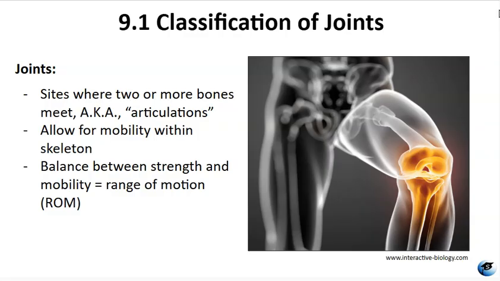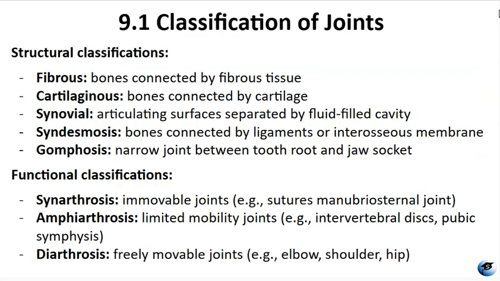Each joint reflects a compromise between the need for strength and the need for mobility, and as a result, articulations differ in the amount of movement permitted, and this is what is known as the range of motion. The anatomical structure of a joint determines the type and amount of movement that may occur at that joint. Joints are categorized based on whether adjacent bones are connected by fibrous tissue, cartilage, or a fluid-filled joint cavity.